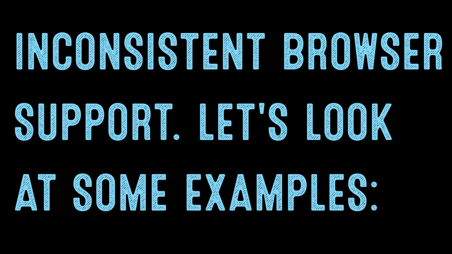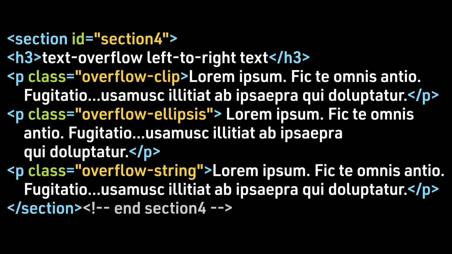Let's look at some examples. Here is the HTML. First, we are looking at text meant to be read left to right. And we will look at three examples: clip, ellipsis, and a custom string. Then we will look at text meant to be read right to left. And we will look at the same three examples: clip, ellipsis, and a custom string.